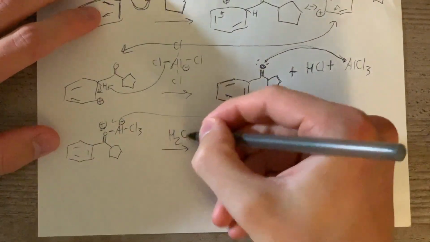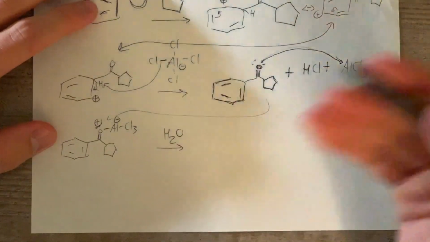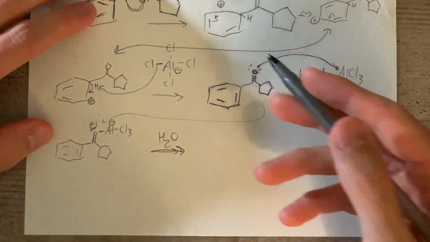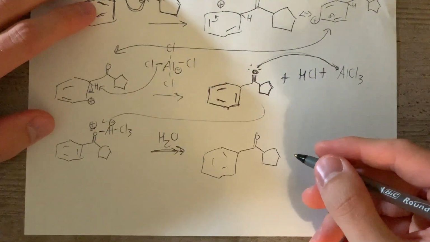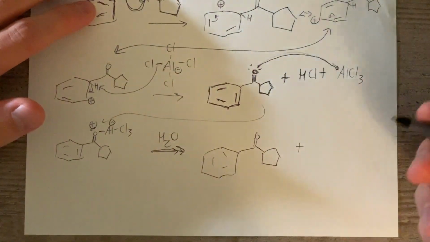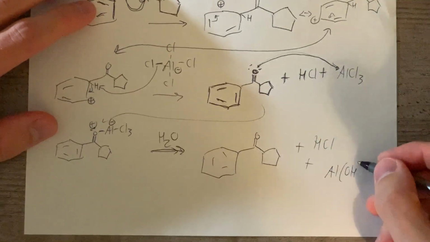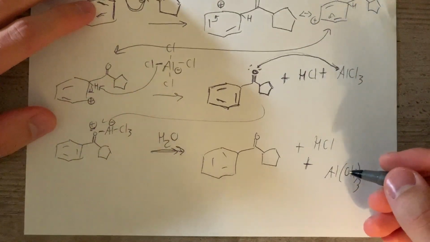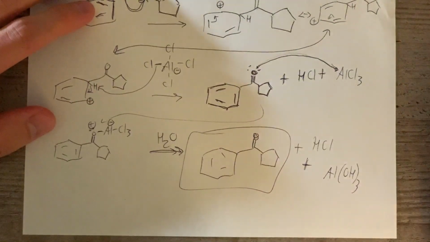From here, this is the part of the mechanism that Dr. Montague-Smith did not go over, and it's the part you really don't even need to know. He said that if he ever gave you this mechanism on an exam, you can show this last step as the water destroying this complex and giving you your product. Your other products are HCl and I think AlOH3 or something. Whatever they are, just memorize them and understand that this is your product.